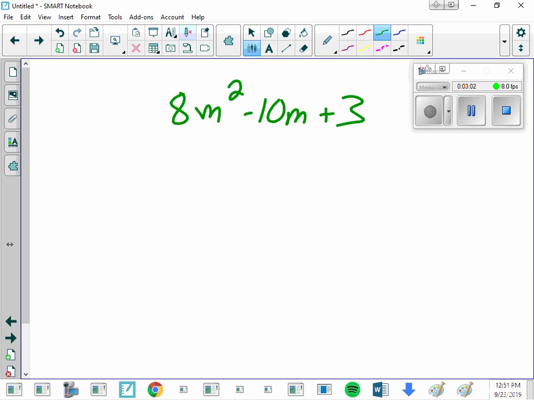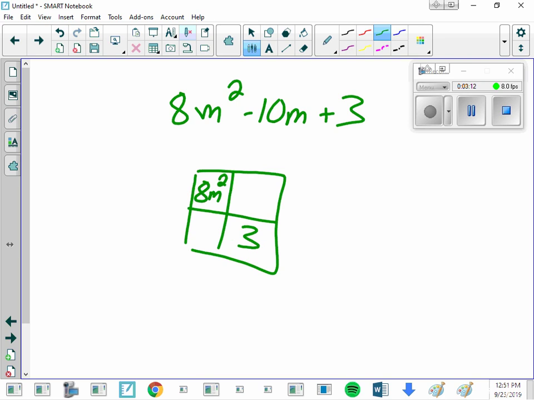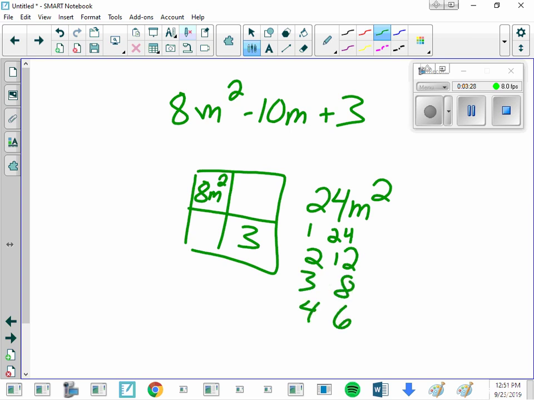Can I pull anything out? Nope. So I use the box, and this is the more complicated one because the 8 did not come out. So 8m squared and 3. Multiply those together. 24m squared. Factors of 24. 1 and 24, 2 and 12, 3 and 8, 4 and 6, and 5 doesn't work.